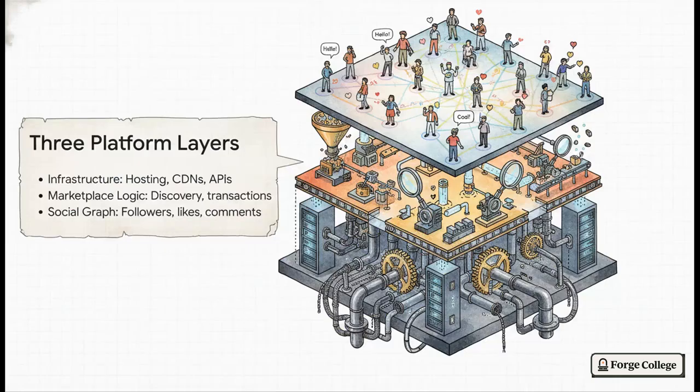And these mega platforms are built on 3 distinct layers. First, you have the plumbing and hosting infrastructure. Next, the marketplace logic, those matchmaking algorithms that dictate what content you actually discover. And finally, the social graph. That's the invisible web of your friends, followers, and likes, all layered perfectly together to maximize your engagement.